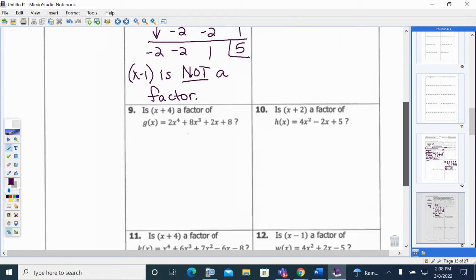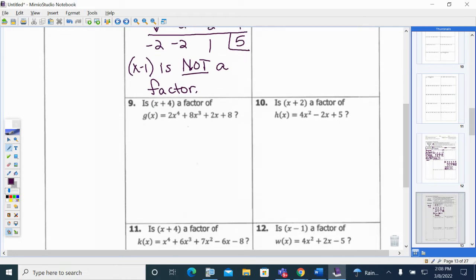Let's jump to number 9. Number 9 asks you, is x plus 4 a factor of g of x, which is 2x to the 4th plus 8x cubed plus 2x plus 8? So again, it's given to you in factor form. You want to write it in root form. So again, x plus 4 is a factor, and then when we say x equals negative 4, this would be in root form or solution form.